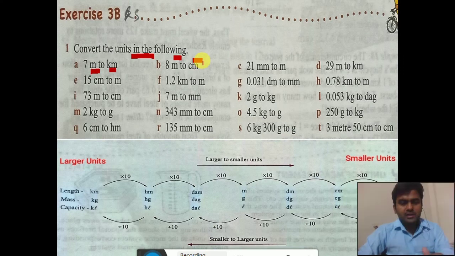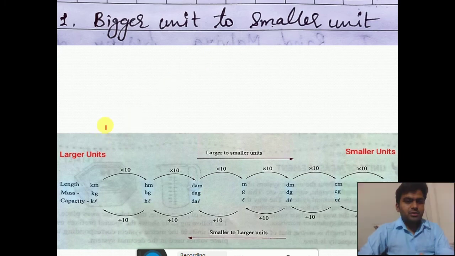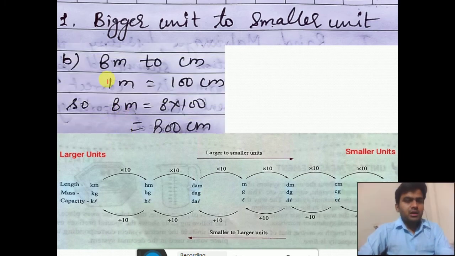So learn this diagram in your mind and you can easily convert any unit. Okay, now first question, meter to centimeter. Meter is a bigger unit and centimeter is a smaller unit.